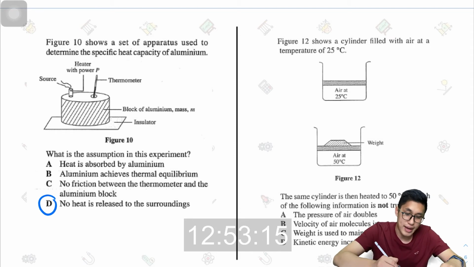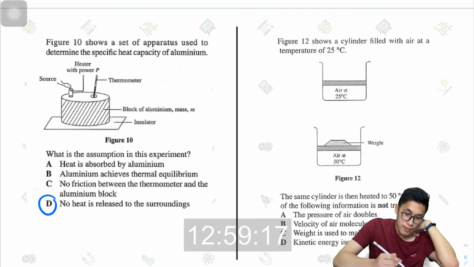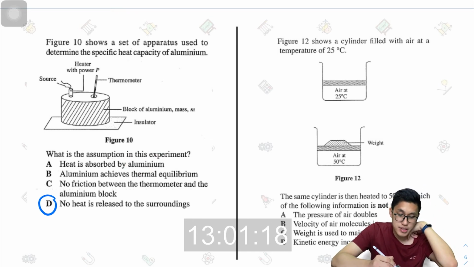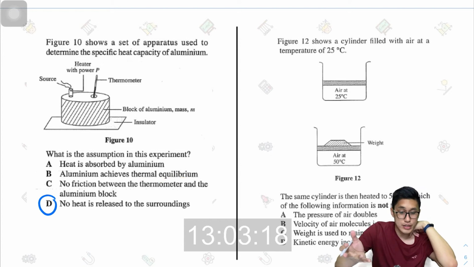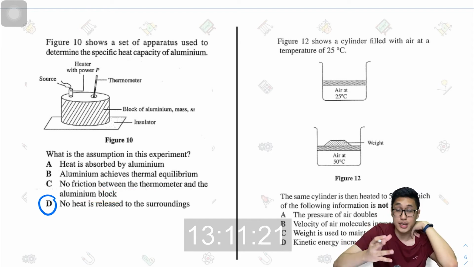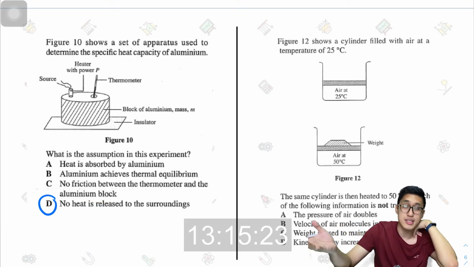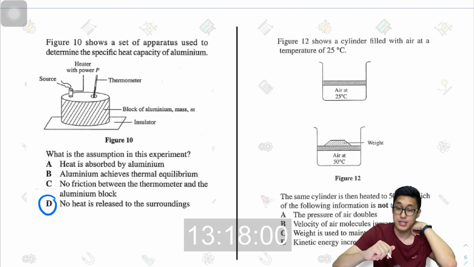Heat is absorbed by the aluminum, definitely. Okay, I don't think that's an assumption, right, because that is true. Aluminum achieves thermal equilibrium. Eventually it does achieve thermal equilibrium with the heater, right? That is also true, it's not an assumption. No friction between thermometer and the aluminum block. I don't think friction has anything to do with this experiment here, right? Okay, so yes, our assumption will be no heat is released to the surrounding.